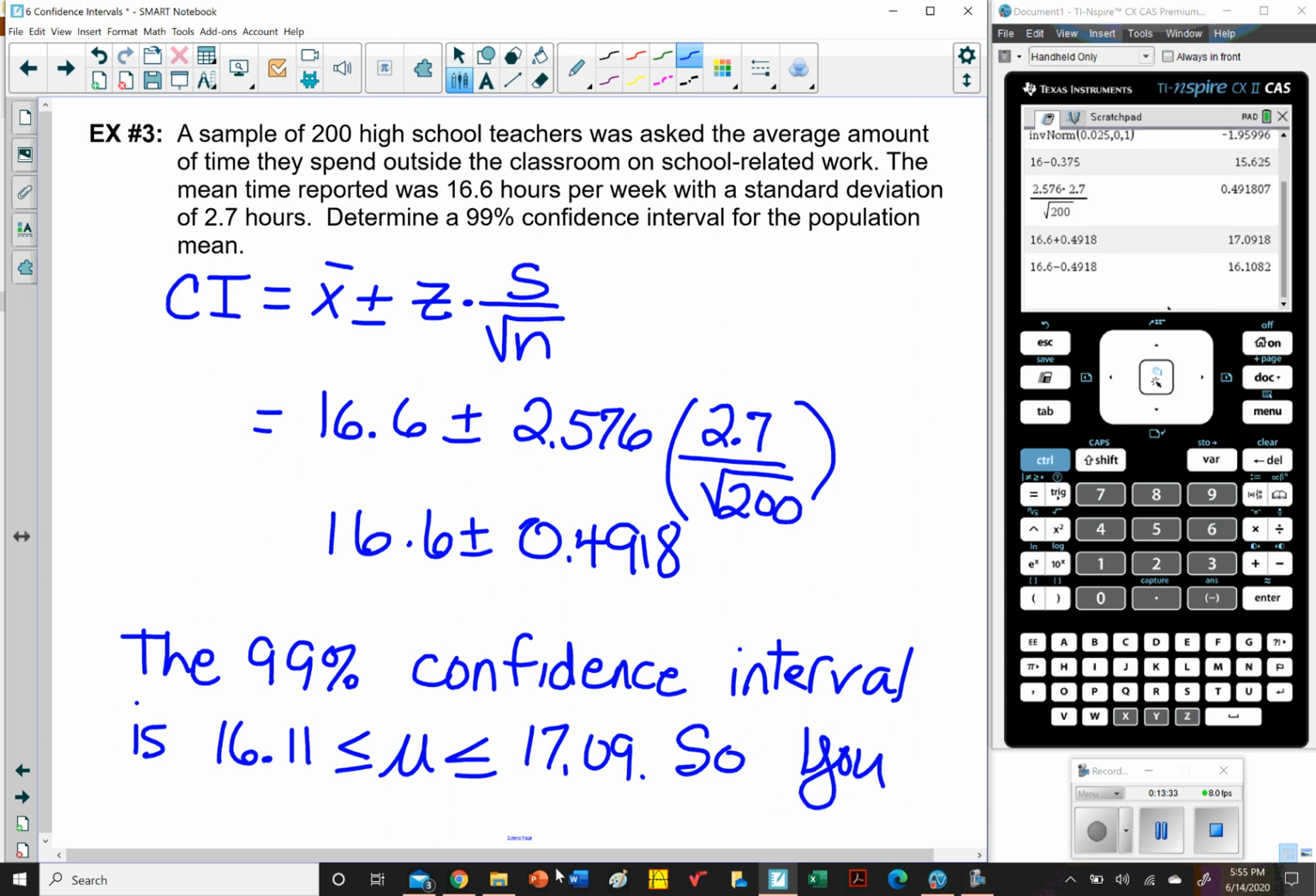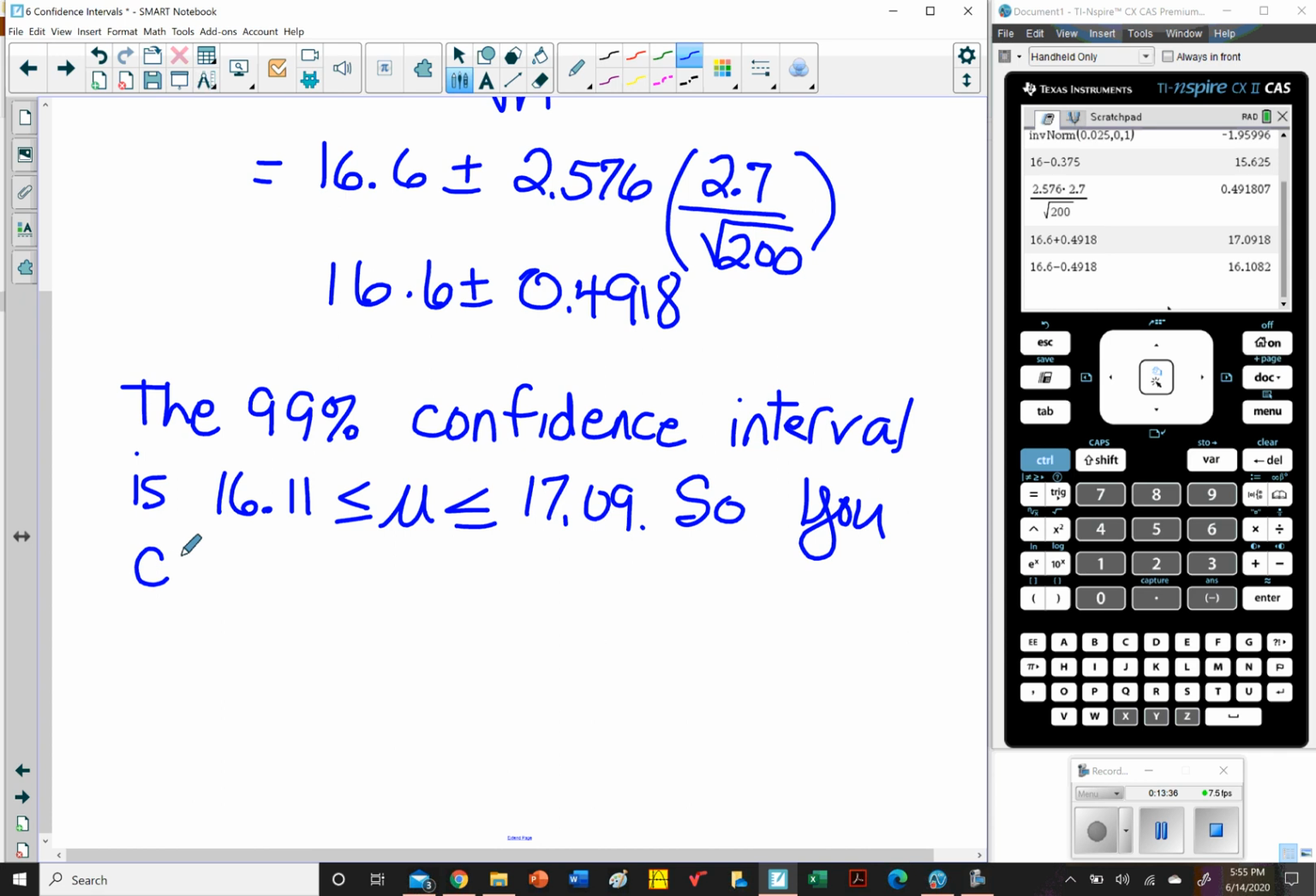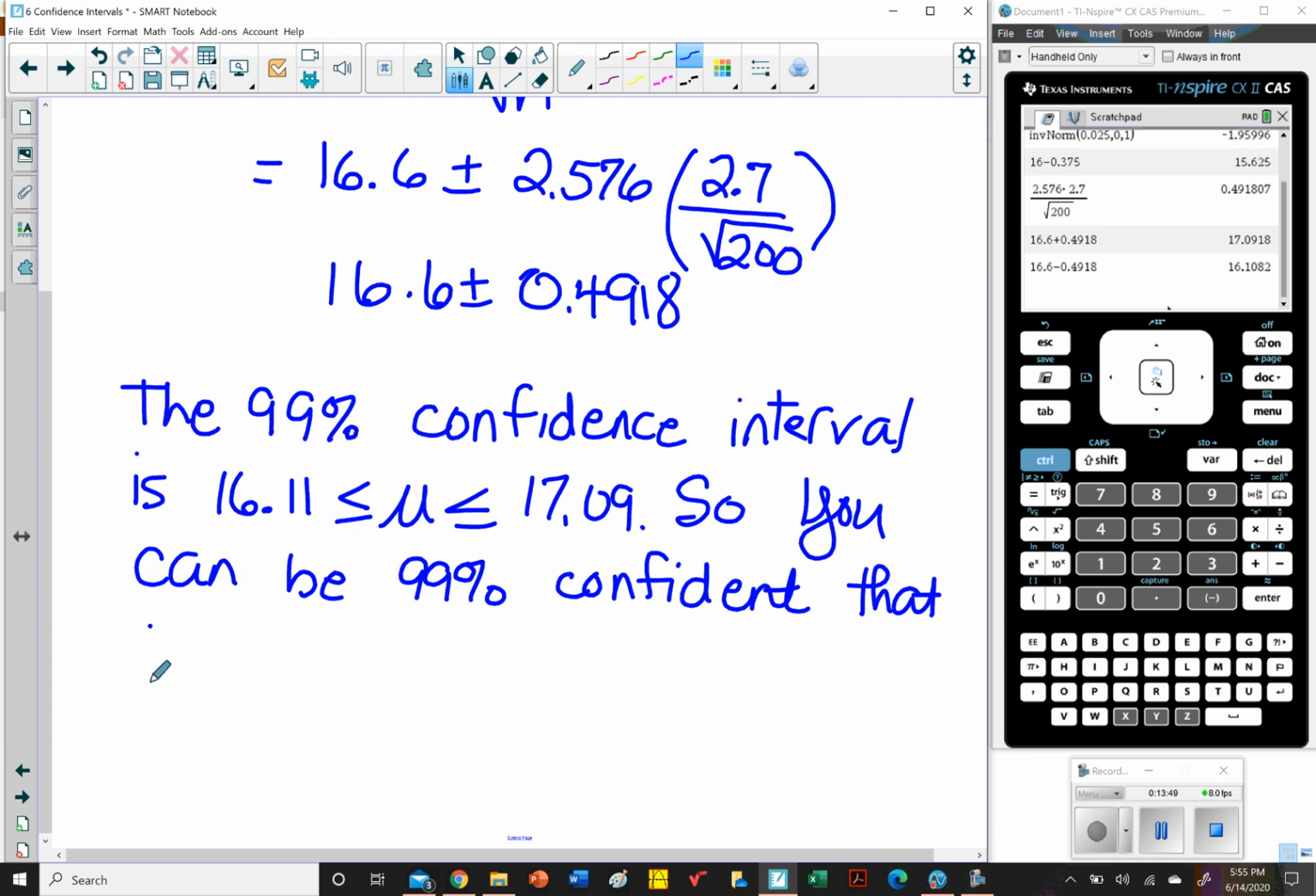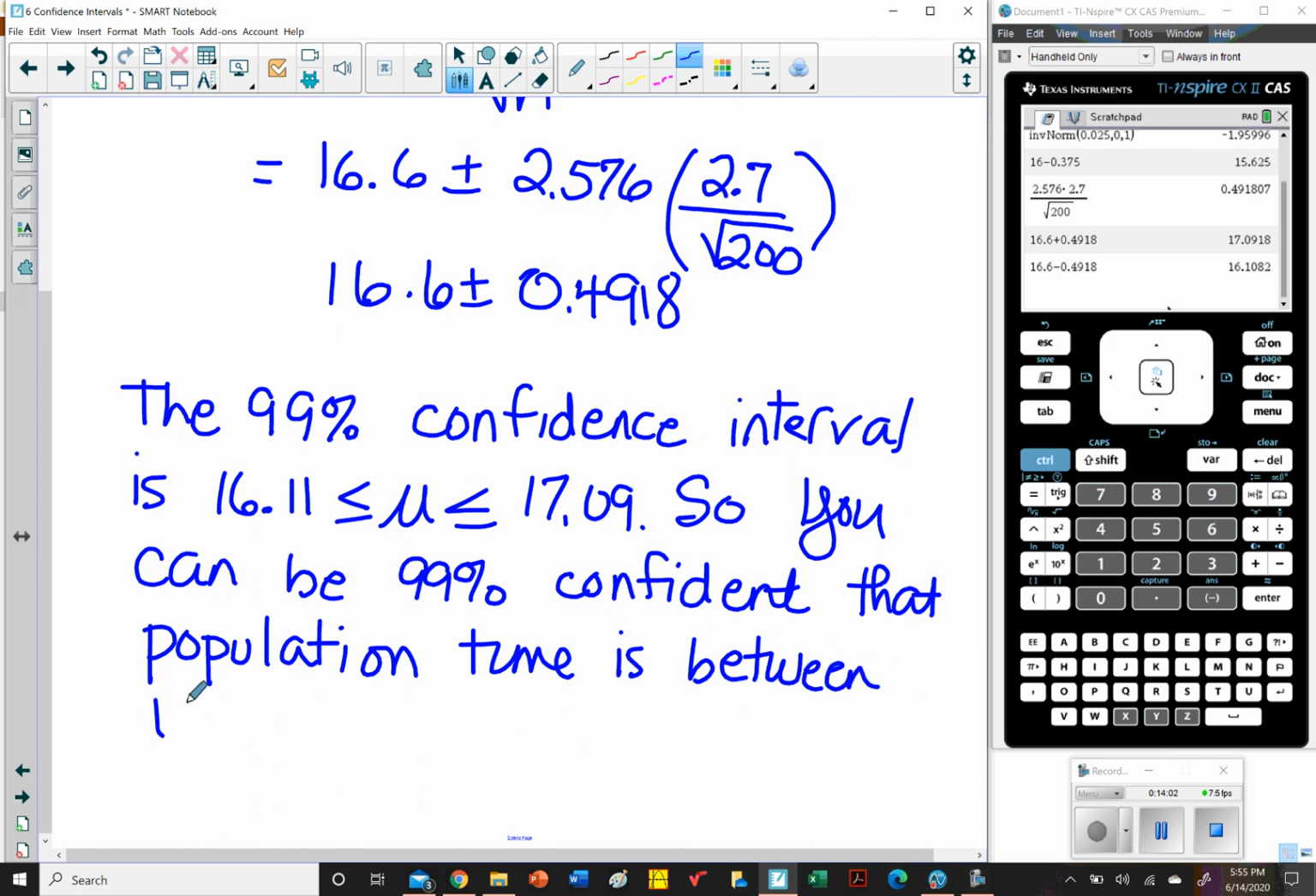So you can be 99% confident that the population mean time for teachers who work outside of the classroom grading papers is between 16.1 hours and 17.1 hours. That's a lot of hours outside of class.